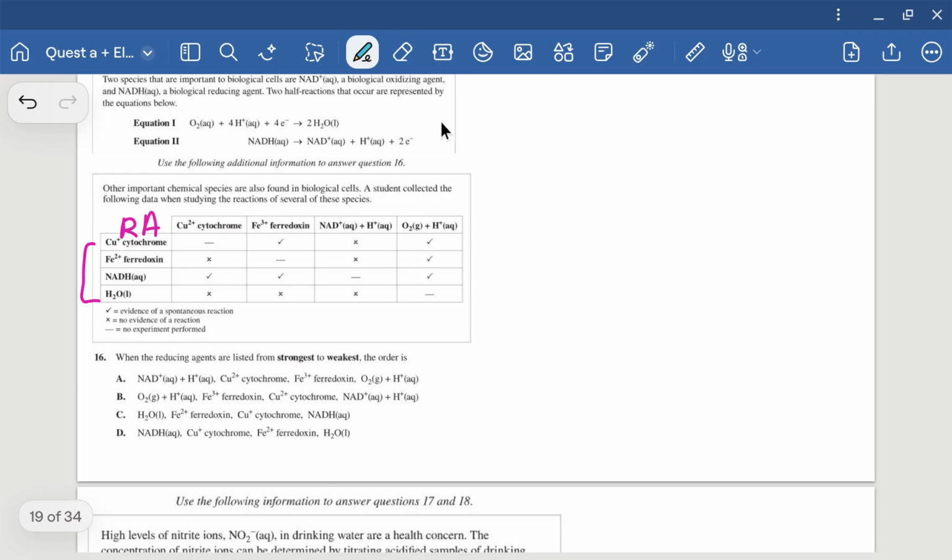And then if I'm going from strongest to weakest, for my reducing agents, the one that reacted the most would be that NADH, and then the one that reacted the least would be water. So the one order that shows that is D.